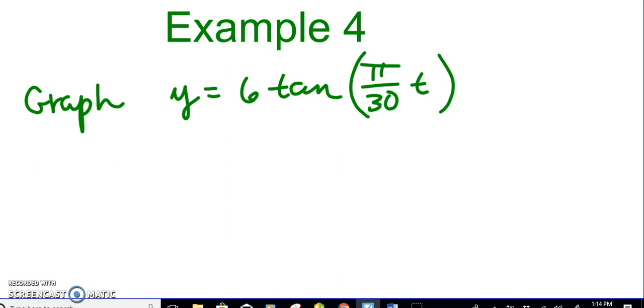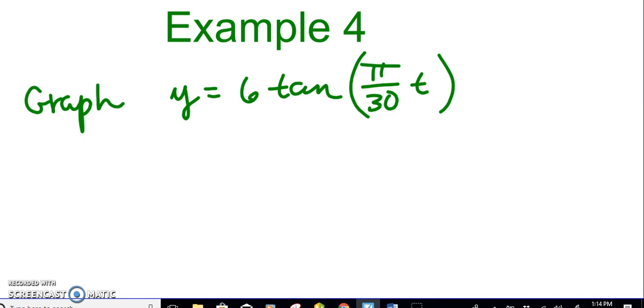Now, with this part, we're going to deal with the pieces that are given to us. So it says graph y equals 6 tangent pi over 30 t. Sorry, my fault. So we're going to take a look at that, and we're going to go ahead and do the values and all that great stuff.